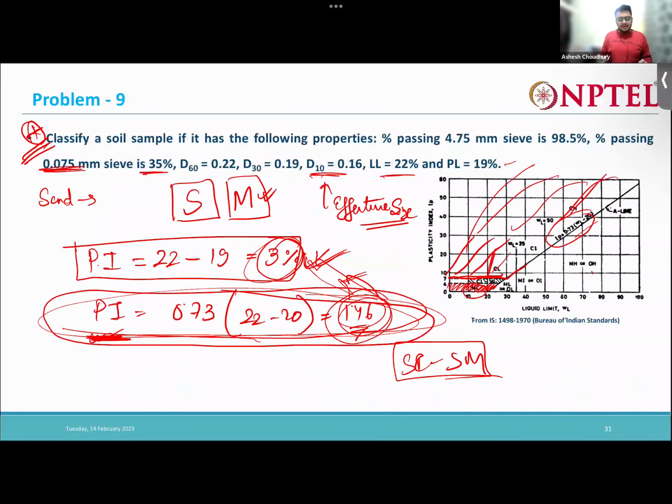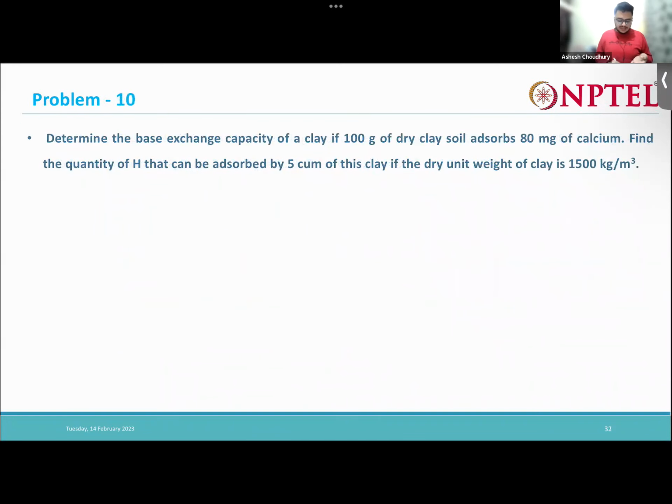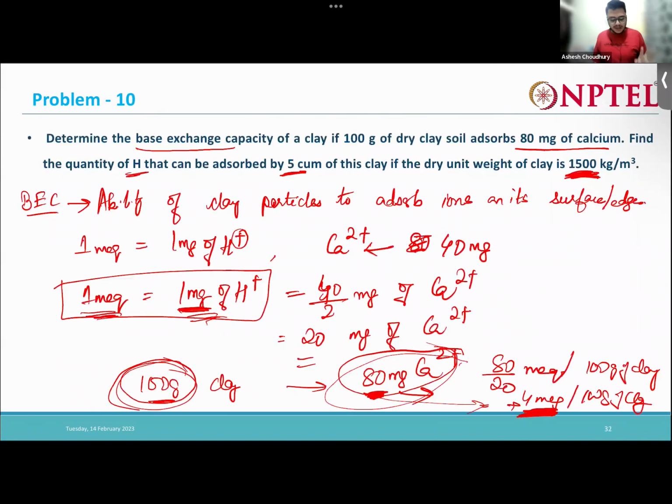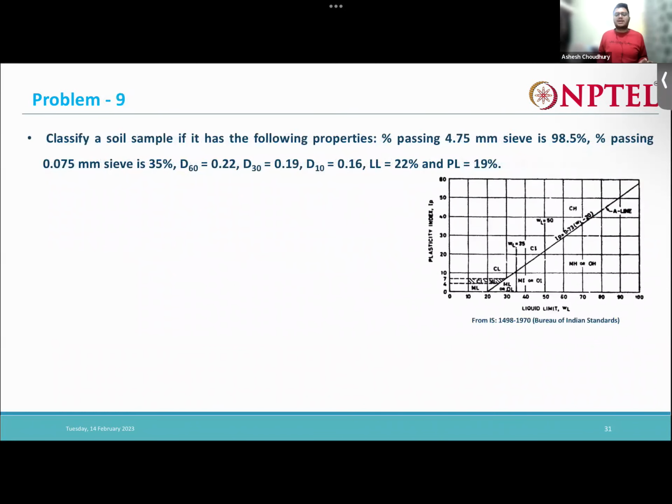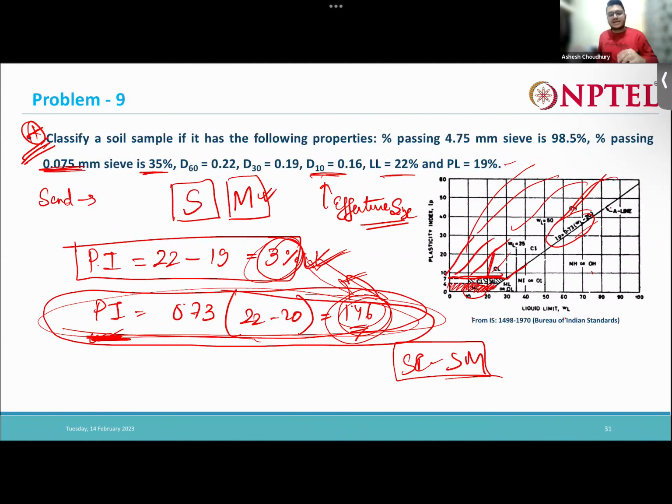This problem which we discussed now, the base exchange capacity, is not that important. The most important thing is soil classification. This is required everywhere, in every interview. The first question they ask is soil classification, one of the basic questions. So this is a very, very important topic. I hope it is clear to everyone, and if there is any doubt, you may ask anytime.